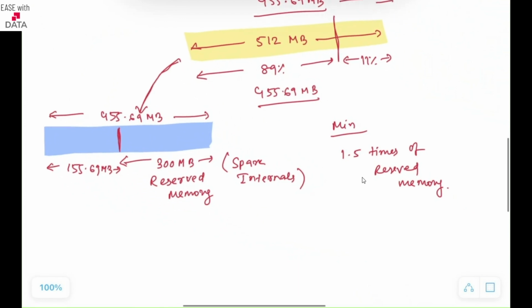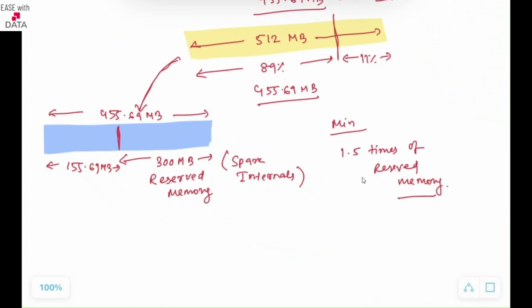Okay, now we know that the reserve memory is set to 300 MB, so it would be 1.5 into 300 MB, that will result to 450 MB. It simply means that you cannot create any executor with memory less than 450 MB. That would not work. So the minimum amount of memory that you need to provide for an executor is 450 MB. Okay, this has been set.